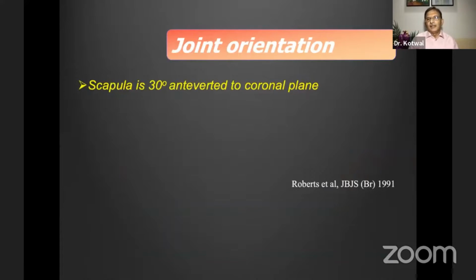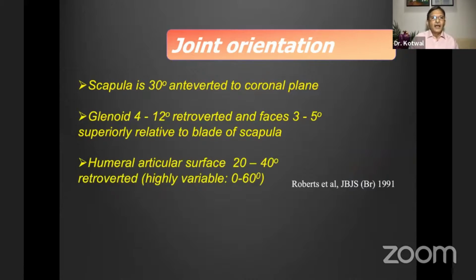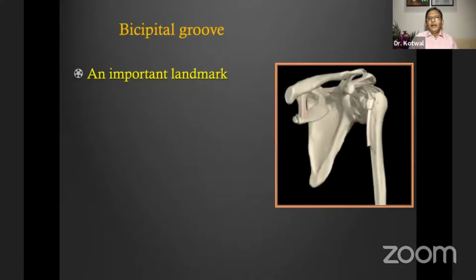A little bit of recapitulation about the anatomy. The scapula is 30-degree anteverted to the coronal plane. However, the glenoid is retroverted by about 4 to 15 degrees, and the humeral articular surface is also retroverted. This is in contrast to the hip, where we put the joint into a little anteversion. And there is the relative posterior humeral offset. We will talk about some important landmarks.